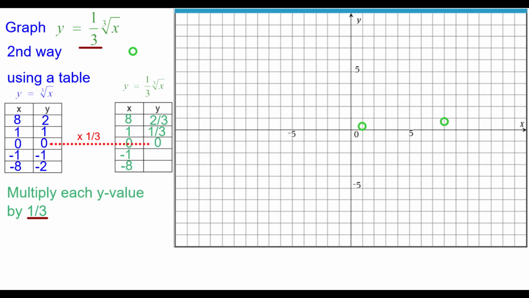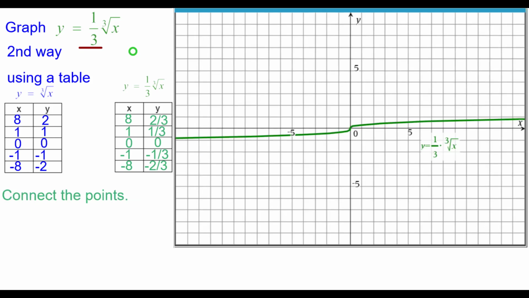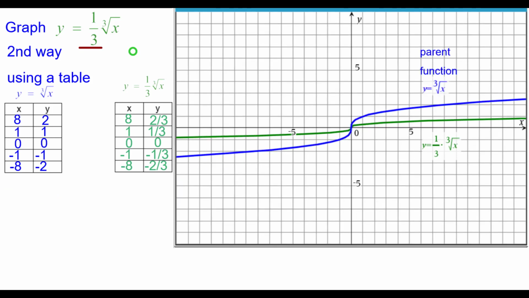Zero times 1/3 is 0. 0, 0 is a point on this graph. -1 times 1/3 is -1/3, so -1, -1/3. And -2 times 1/3 is -2/3, -8, -2/3. Connect the points, and we get a cube root looking graph, but it is much shorter and going up slower than, and going down slower than the parent function.